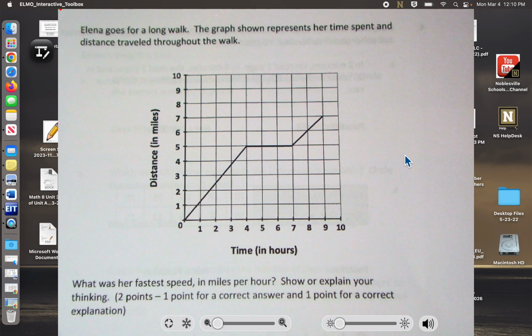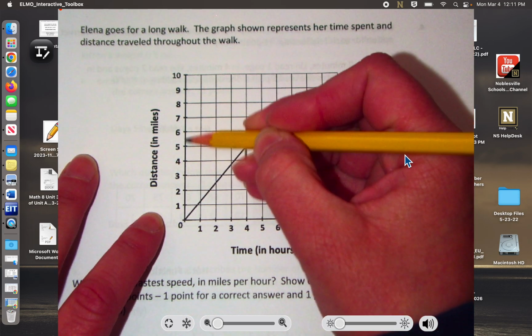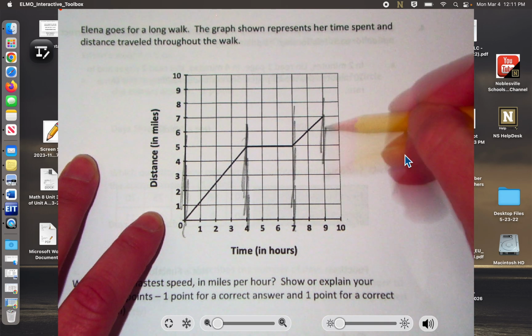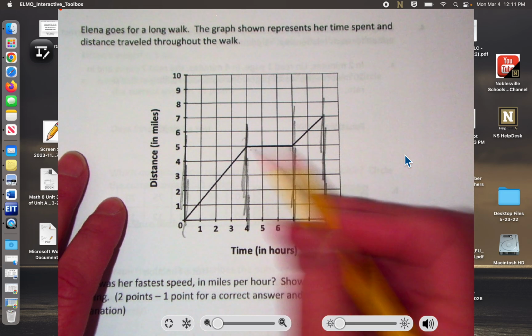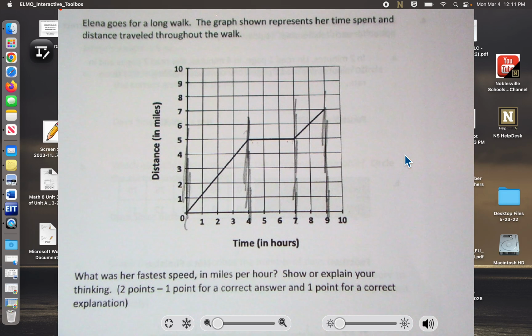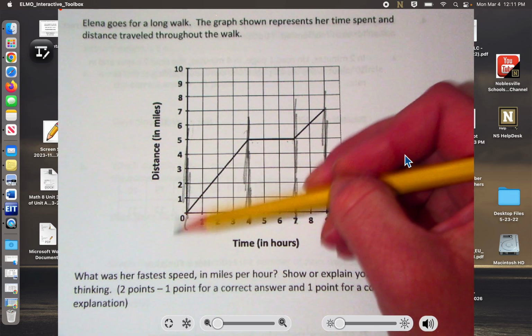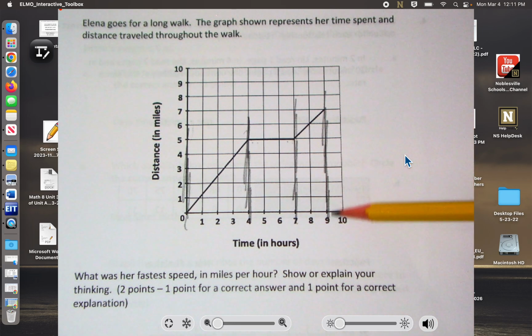Okay, so if I'm trying to find her speed, I can use this window and I can use this window. Is she moving between hours 5 and 7? Excuse me, 4 and 7? No. Nope, she's hanging out somewhere. Maybe she went to the library and she's just chilling for 3 hours. I don't know. But this cannot count as her speed. So we're going to find what is her speed between the hours of 0 and 4, and what is her speed between the hours of 7 and 9.